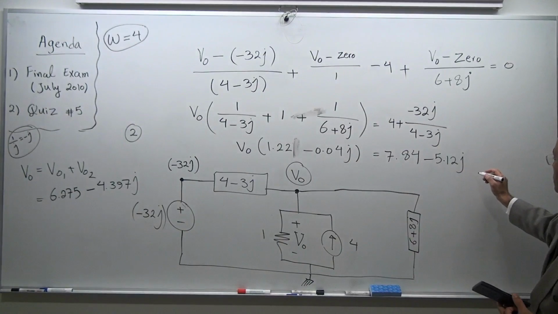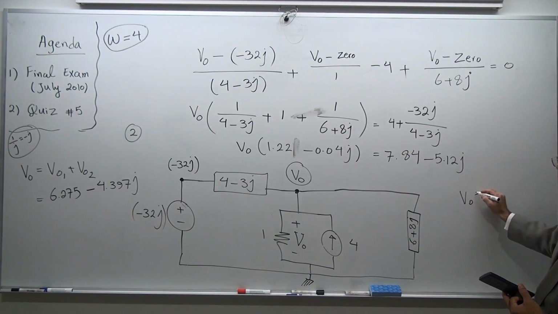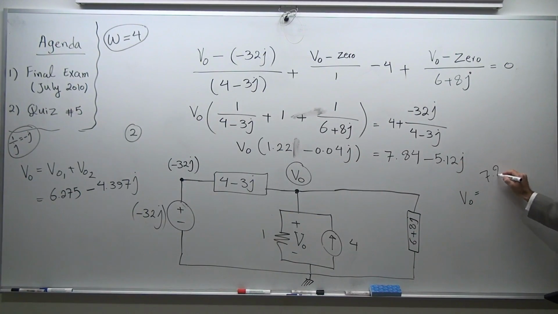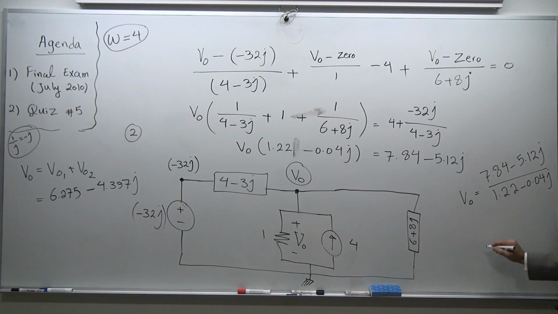When you divide, VO is going to be 7.84 minus 5.12j divided by 1.22 minus 0.04j. Everything is inside bracket, I made sure, and this is going to be 6.556 minus 3.98j.